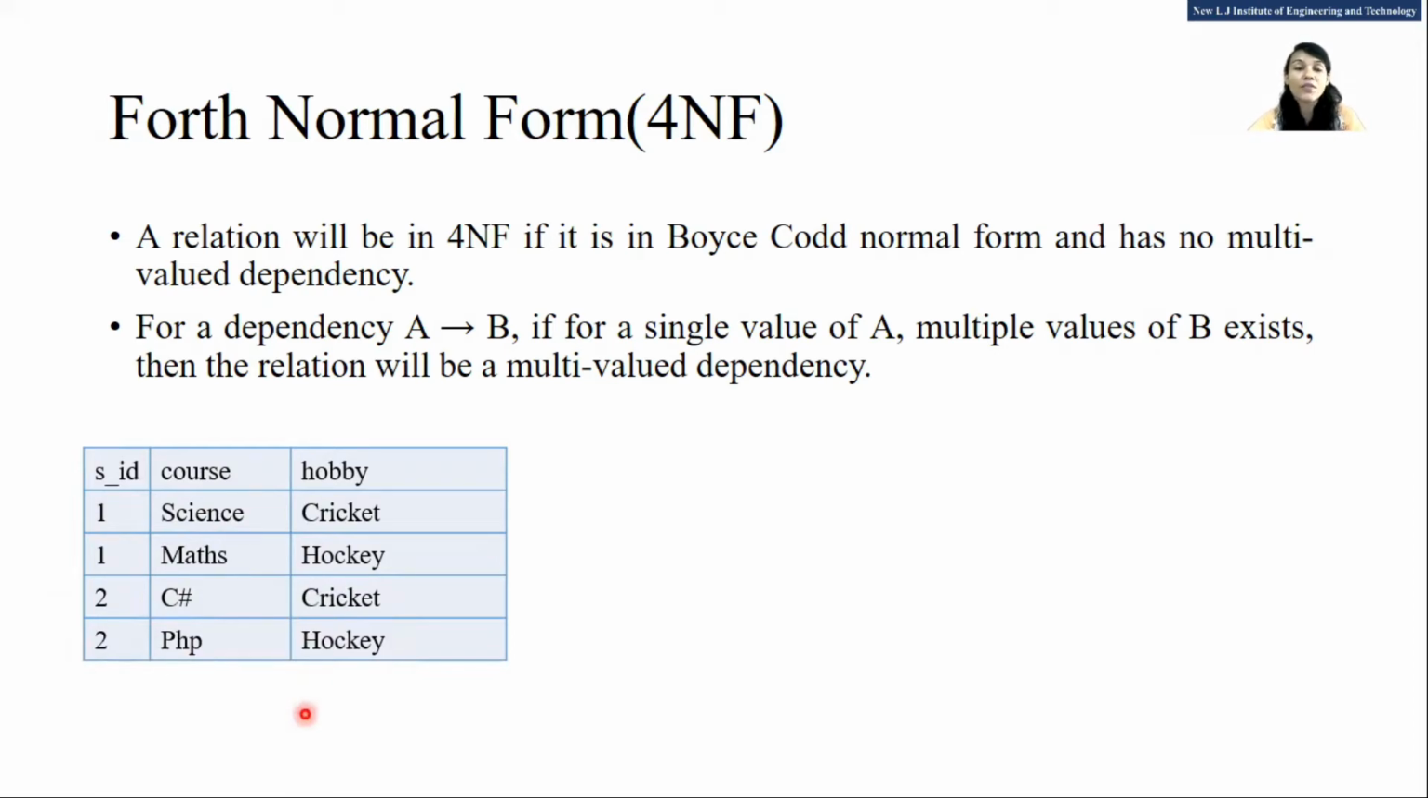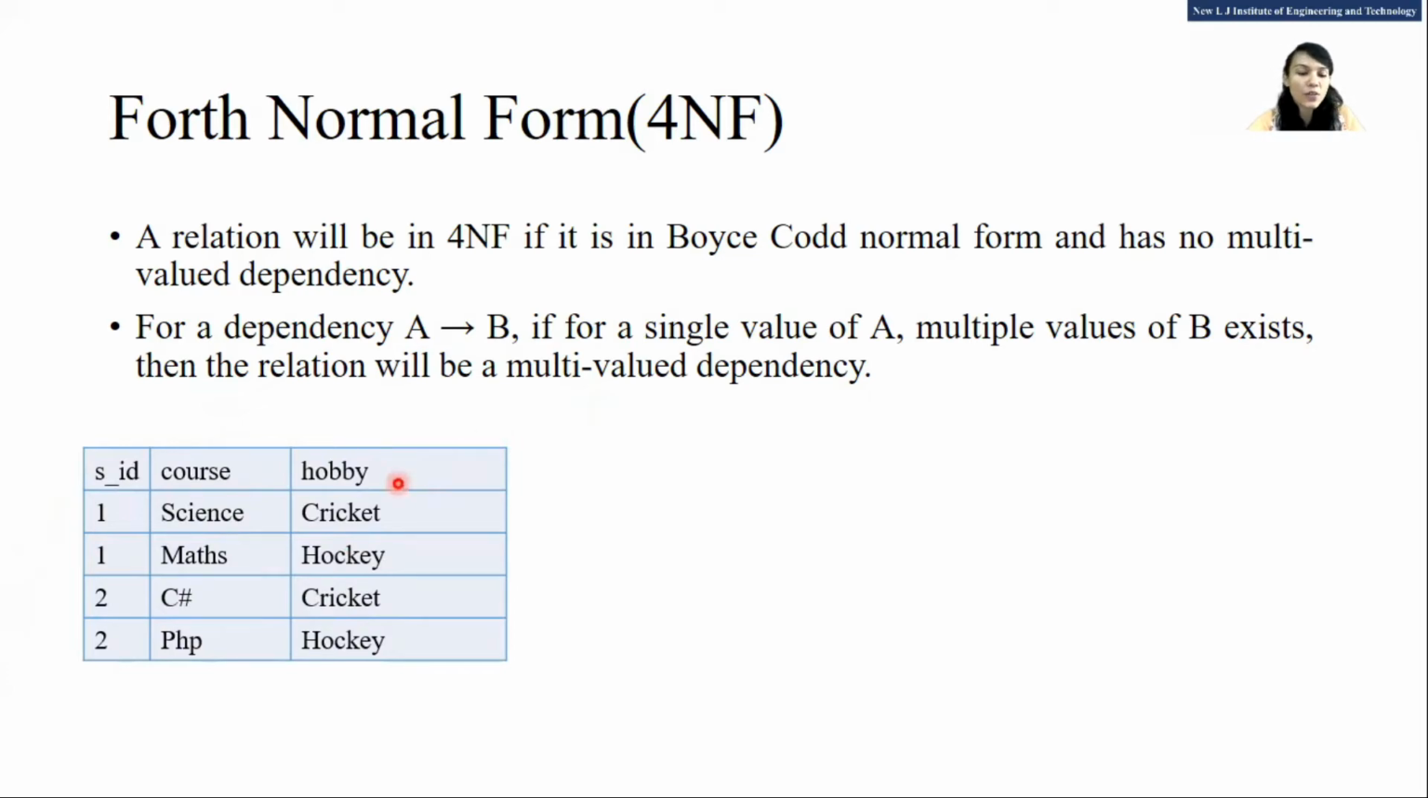So in that, we can determine that for a particular A determines B, like SID determines course and SID determines hobby. The course and hobby are completely irrelevant to each other. In that case, we are getting multiple values for B, for just a single A. So this is known as a multi-valued dependency.